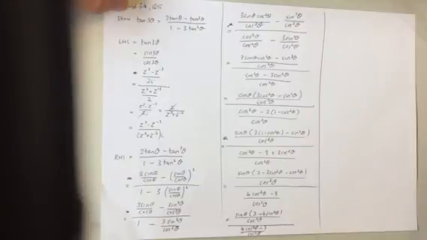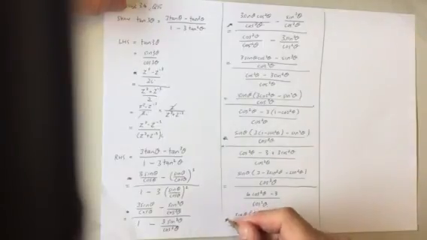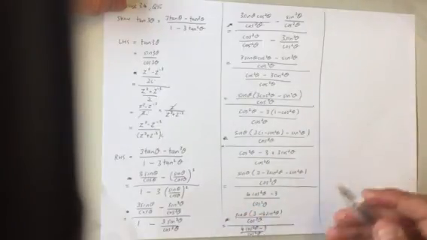All right. Now, we've got a fraction divided by a fraction, so we can simplify further. So let's multiply by the reciprocal.